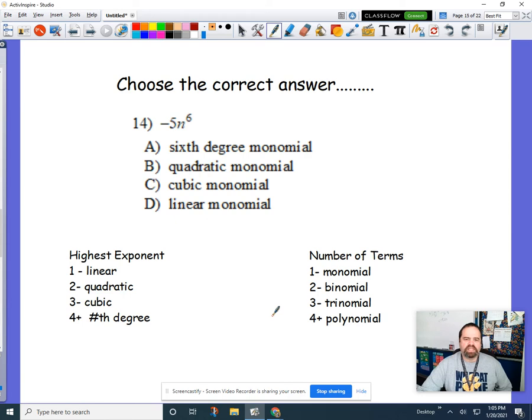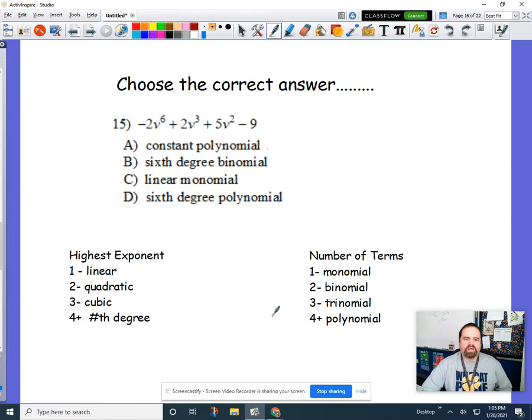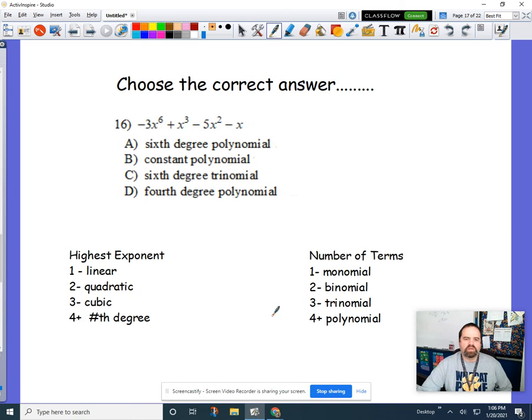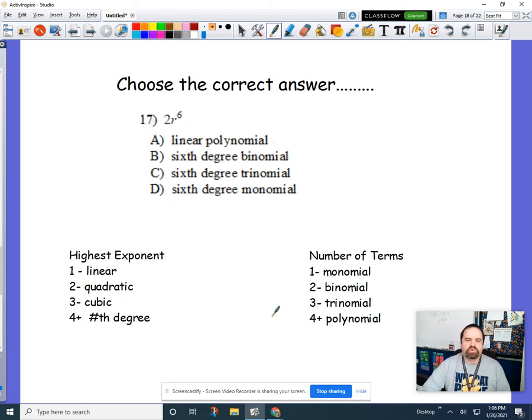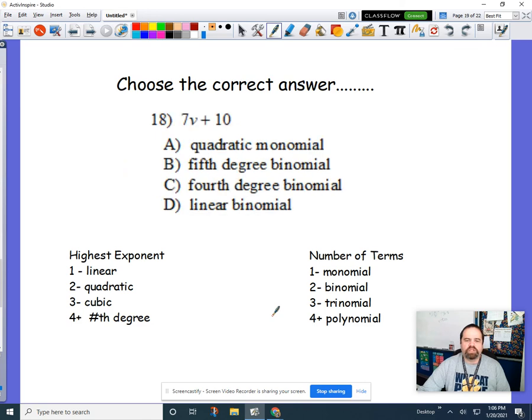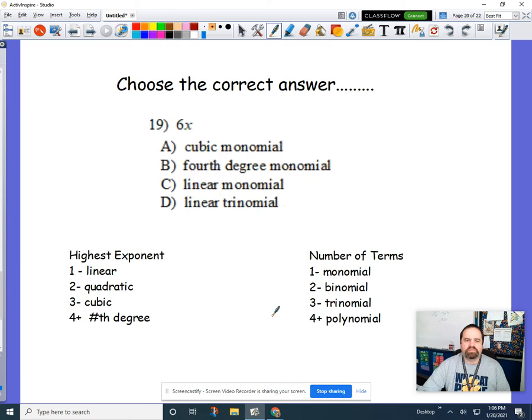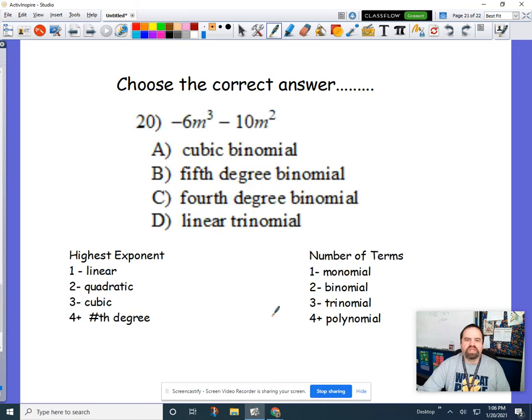Negative 5n to the 6th. Negative 2v to the 6th plus 2v to the 3rd plus 5v squared minus 9. Negative 3x to the 6th plus x to the 3rd minus 5x squared minus x. 2r to the 6th. 7v plus 10. 6x. And lastly, negative 6m to the 3rd minus 10m squared.